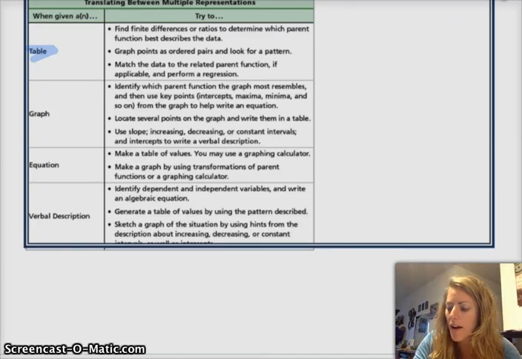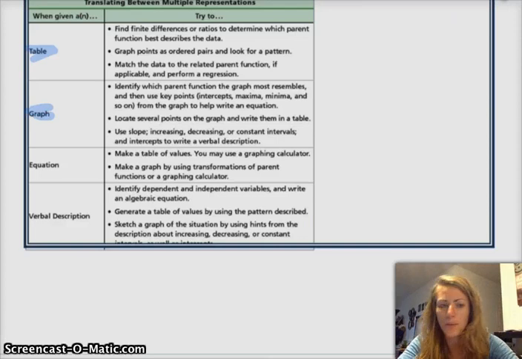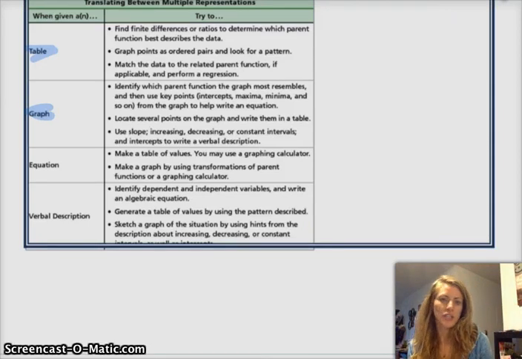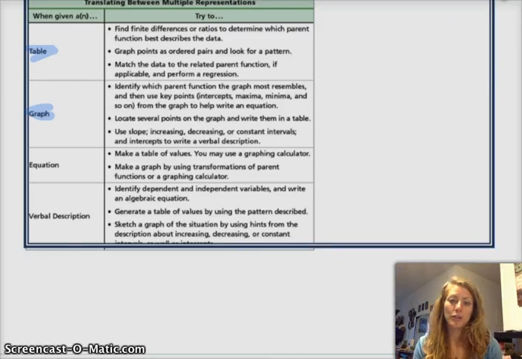If you start with a graph, then maybe you want to see, what is the parent function? Is it an exponential parent function? Is it a log parent function? Is it a linear parent function? Is it a parabolic parent function? So that gives you the type of relationship that it is. You could also make a table from a graph, pick a few points, lots of different options. You could perhaps get an equation from it.